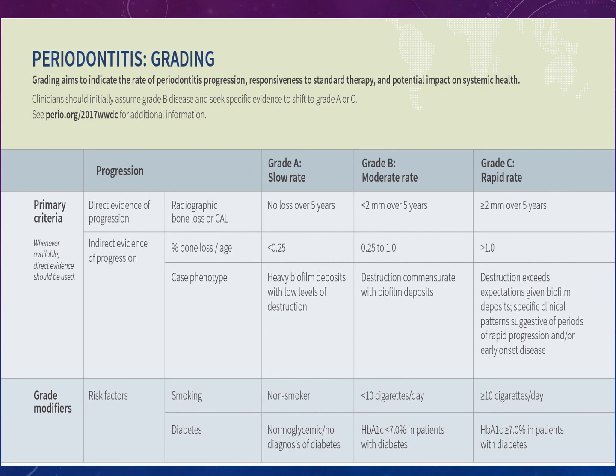Grading. The grading structure considers supplemental biological characteristics of the patient in estimating the rate and likelihood of periodontitis progression, such as the patient's overall health status, the patient's smoking habit and metabolic control of diabetes. So it aims to indicate the rate of periodontitis progression, responsiveness to standard therapy and its potential impact on systemic health.